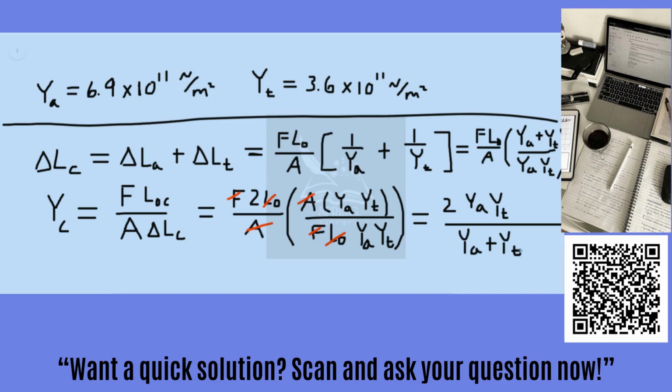Plugging all of these values into this expression, we find a Young's modulus for the composite, and it is equal to 1.6 times 10 to the 11 newtons per meter squared, which we can box in as the solution to our question.